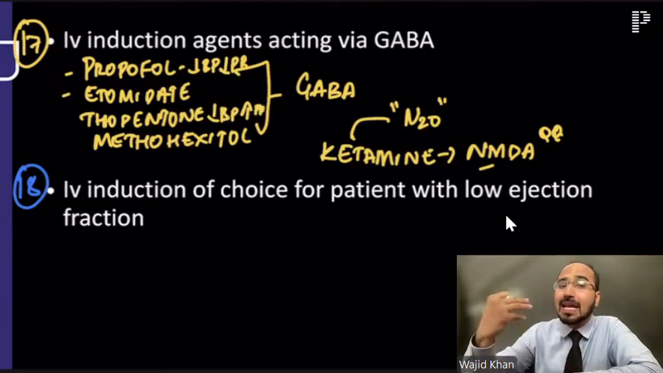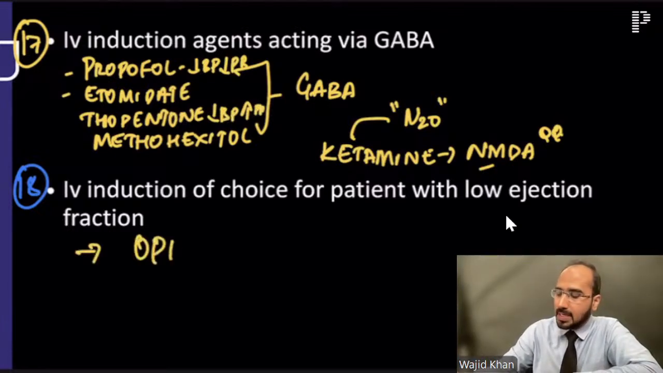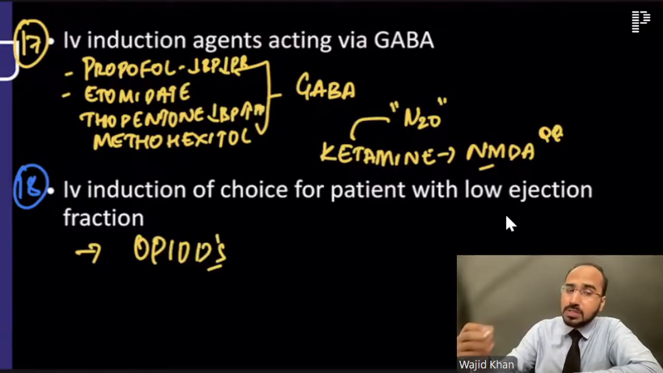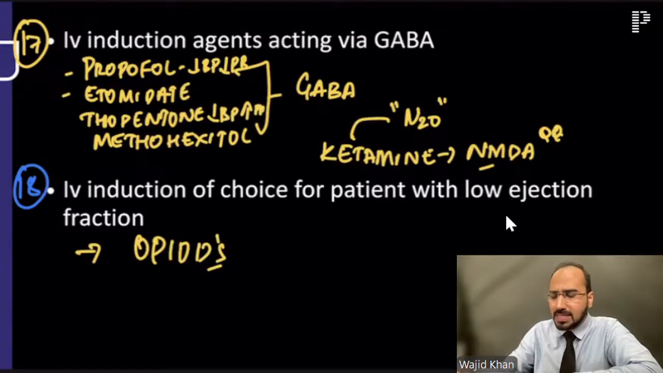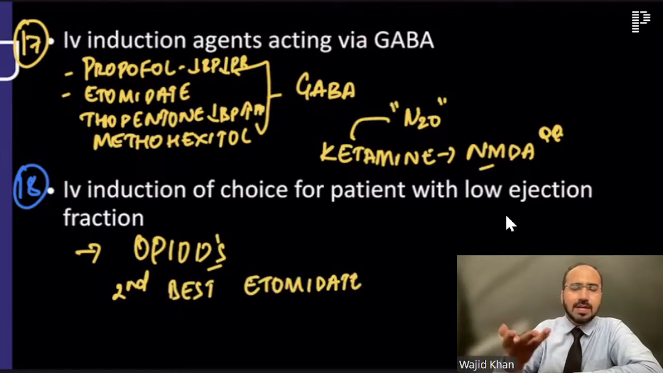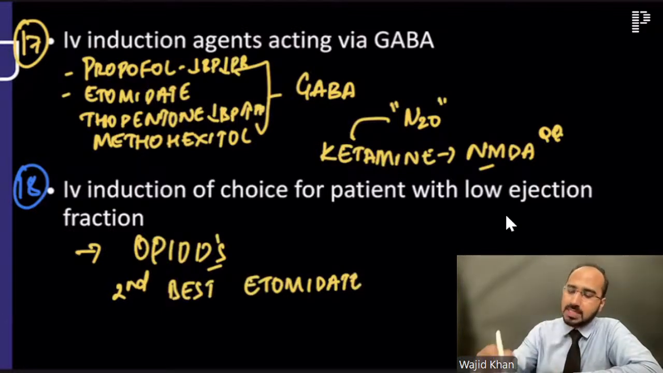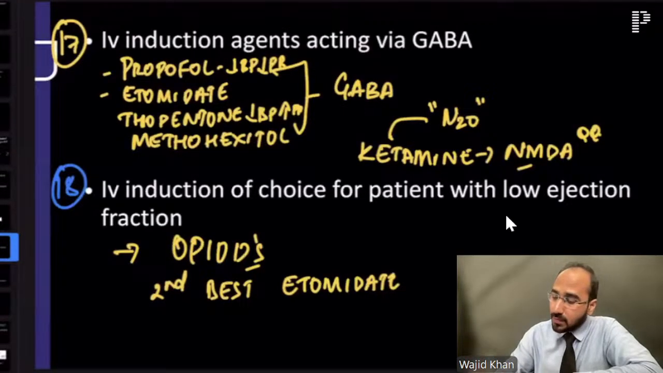But better than etomidate for IV induction in a low ejection fraction patient is opioid. You induce the patient unconscious by using opioids. Opioids are the best. Second best is always etomidate. But if the question gives you 4 IV induction agents, thiopentone, ketamine, propofol, and etomidate, always go for etomidate. But if he's mentioning opioids, always remember opioids are the best induction agents for a patient who has low ejection fraction.